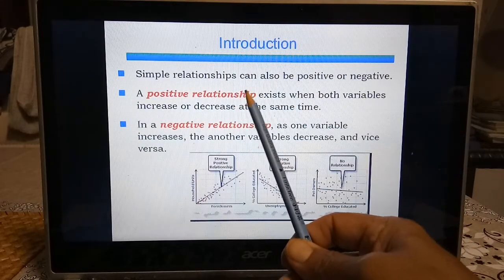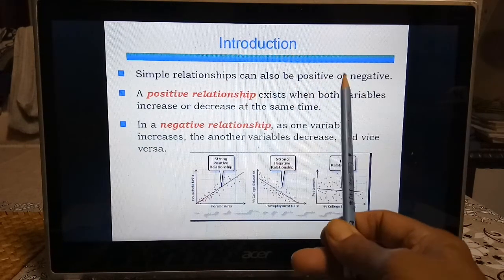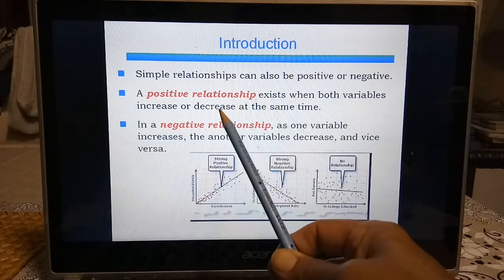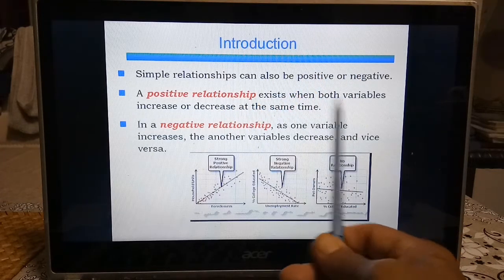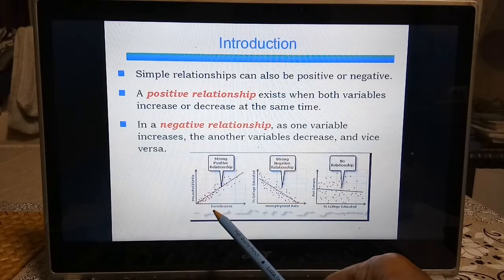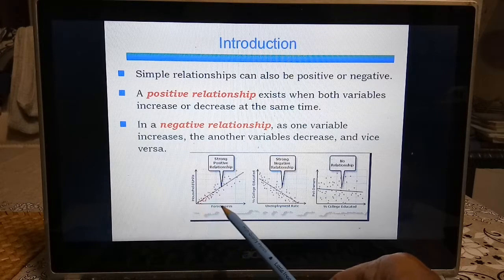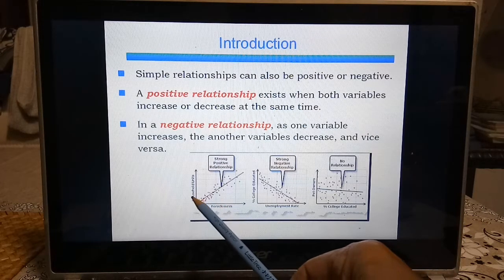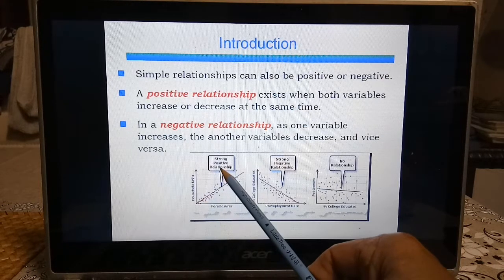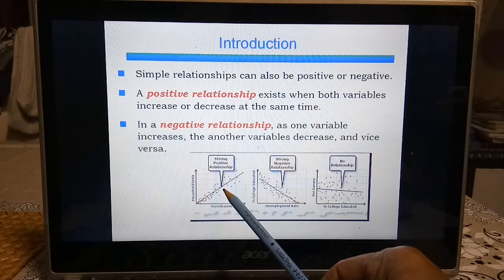Okay, simple relationship can also be positive ataupun negative. Sama ada berkadar terus ataupun berkadar songsang. Positive relationship exists when both variables increase or decrease. So macam ni. Okay, so untuk foreclosures, bila nilai X dia bertambah, household unit also bertambah. Keturunan yang positif. So we call this a strong positive relationship.